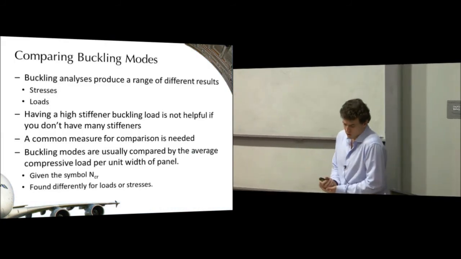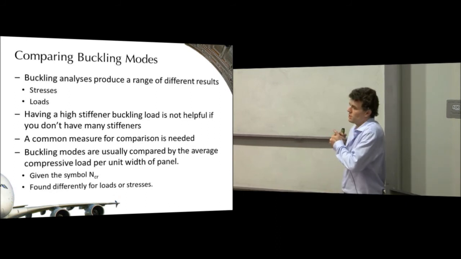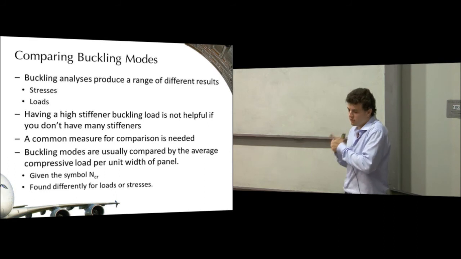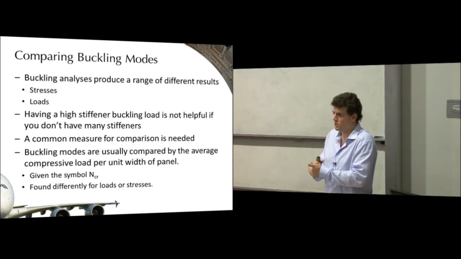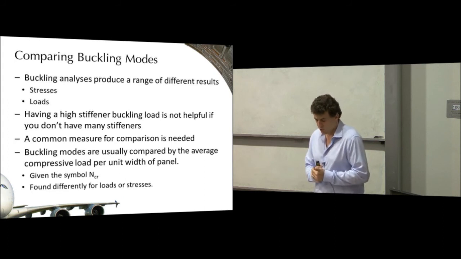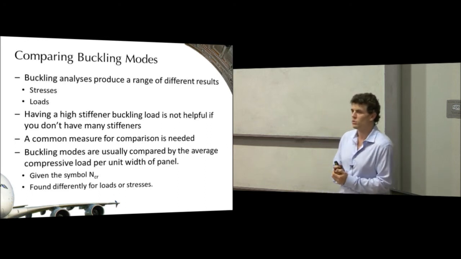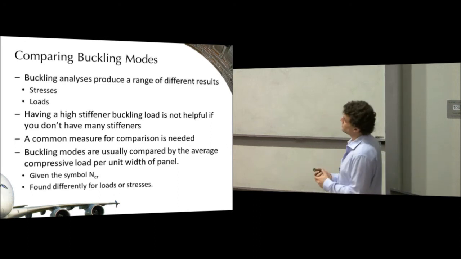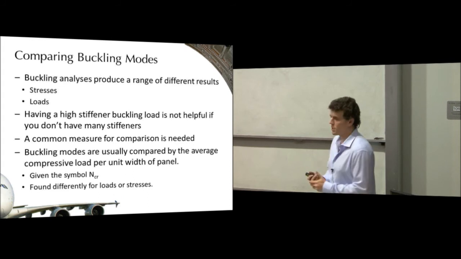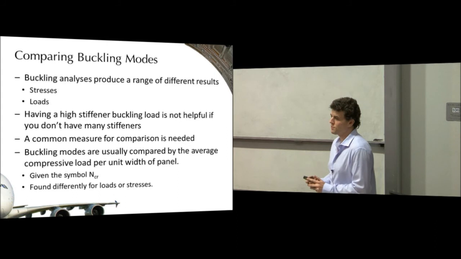So the first thing we need is a way to compare our buckling analysis results, because part of the design process is analysis. It's one block in the design process. Now, we get different results. We get stresses from some of our analyses. If we do a skin panel calculation, we get a stress. If we do a stiffener column buckling calculation, we get a load. If we do a crippling calculation, we get a load. But having a high stiffener buckling load is not helpful if your stiffeners are a metre apart.